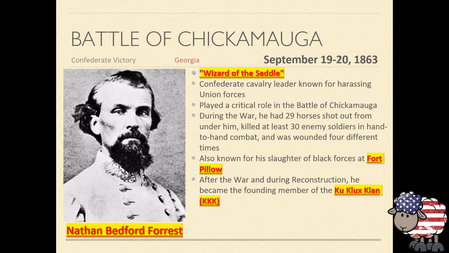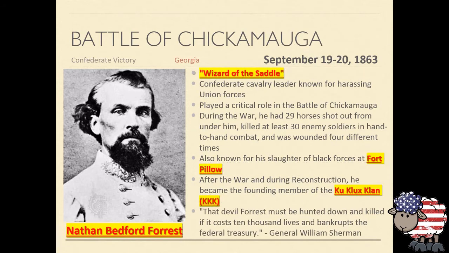And General William Tecumseh Sherman says that devil Forrest must be hunted down and killed if it costs 10,000 lives and bankrupts the federal treasury. What that means is Sherman is going to be a significant leader in general for the North, and it shows how significant one man on a horse could be in the Civil War. You also have the little fun play on that: Forrest Gump gets his name from Nathan Bedford Forrest in the movie Forrest Gump.